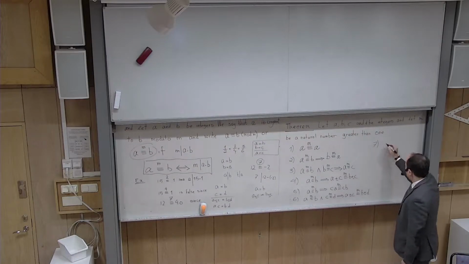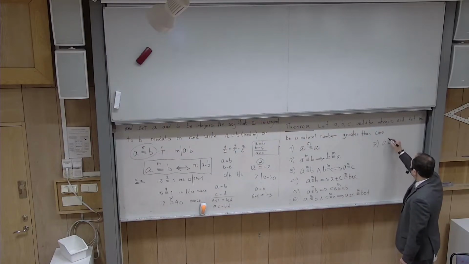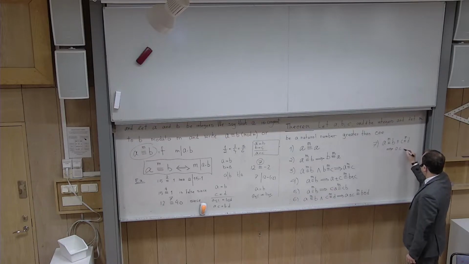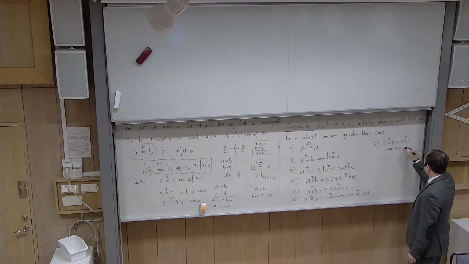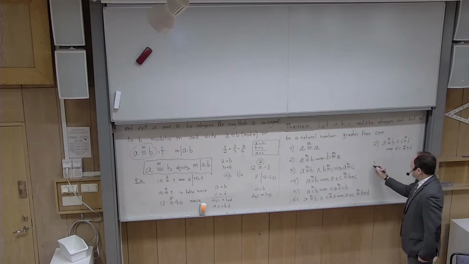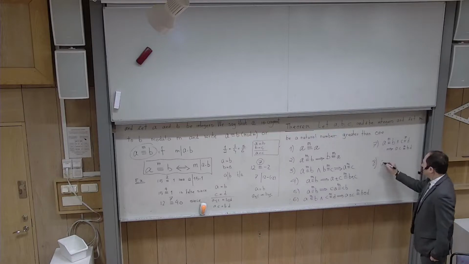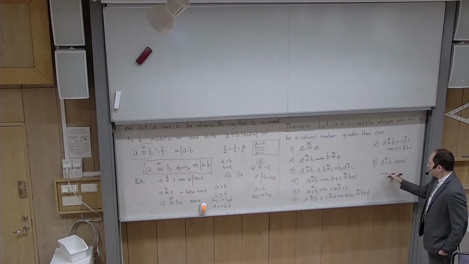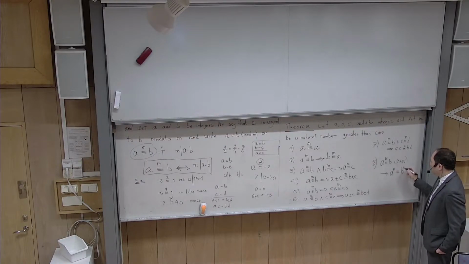And number 7, let me write the multiplication. So what happens? A is congruent to B modulo M. C is congruent to D modulo M. If you want to, you can conclude that A times C is also congruent to B times D modulo M. And then finally number 8, if A is congruent to B modulo M and N is a natural number, then you can also raise both sides to the same power of n. So you can conclude that A to the nth is congruent to B to the nth in the same modulo.